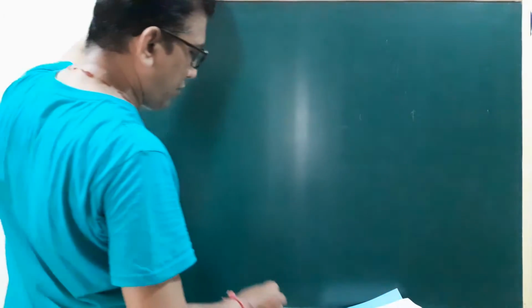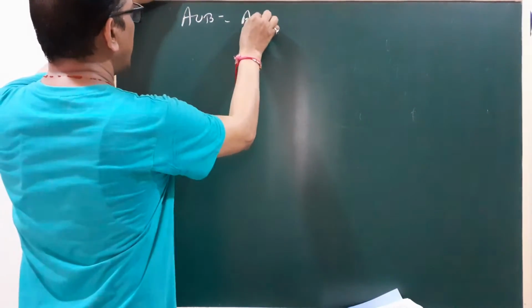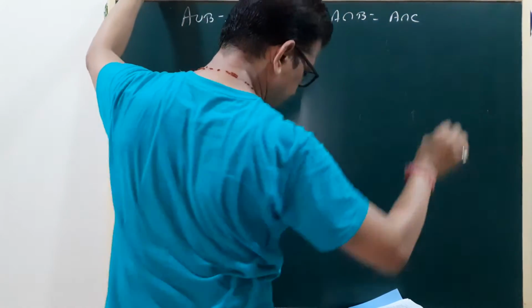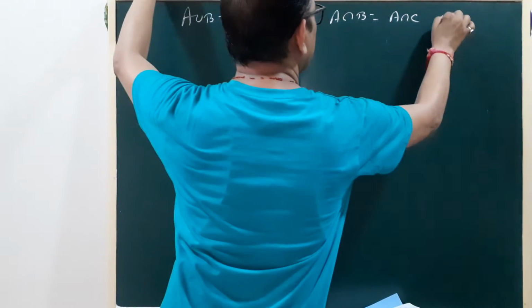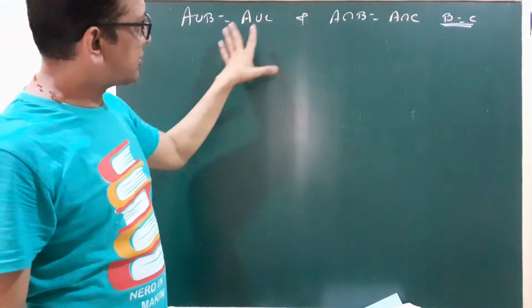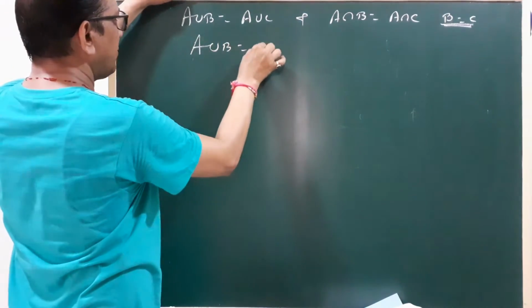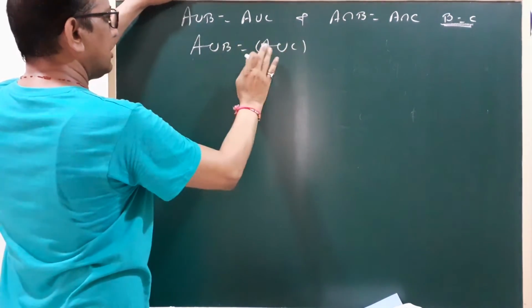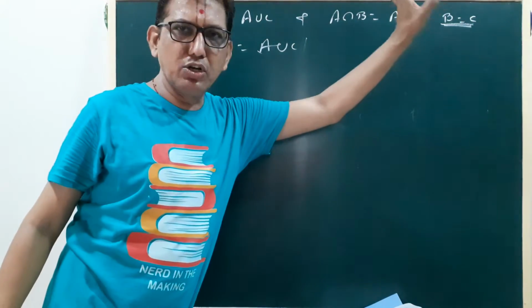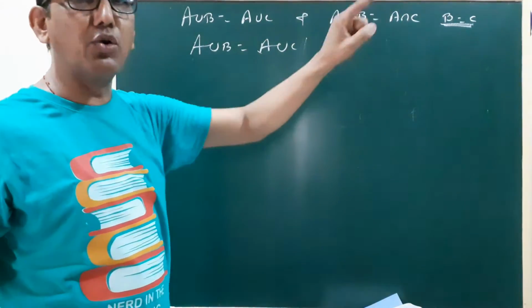Question number 3. A union B equal to A union C is given. And A intersection B equal to A intersection C is also given. Show that B equal to C. This is your proof. You take any one result, first or second. If you take union, given A union B equal to A union C, now we take the intersection on both sides with the set B or C, because we prove that B equal to C.